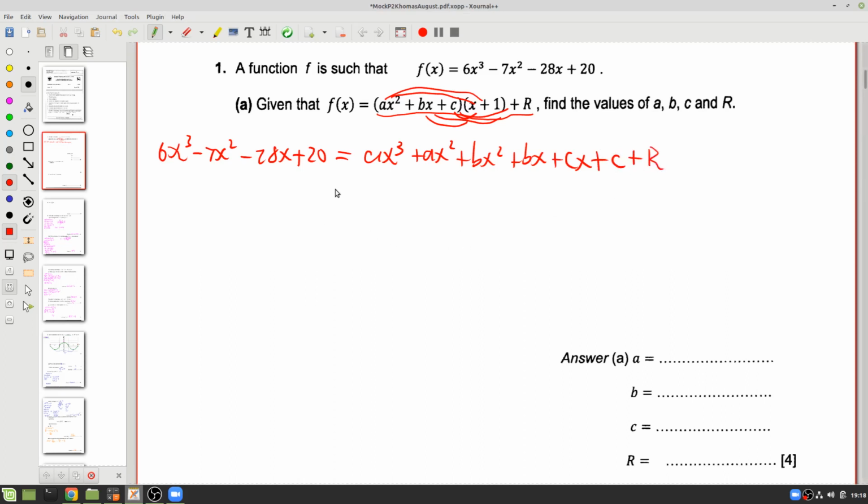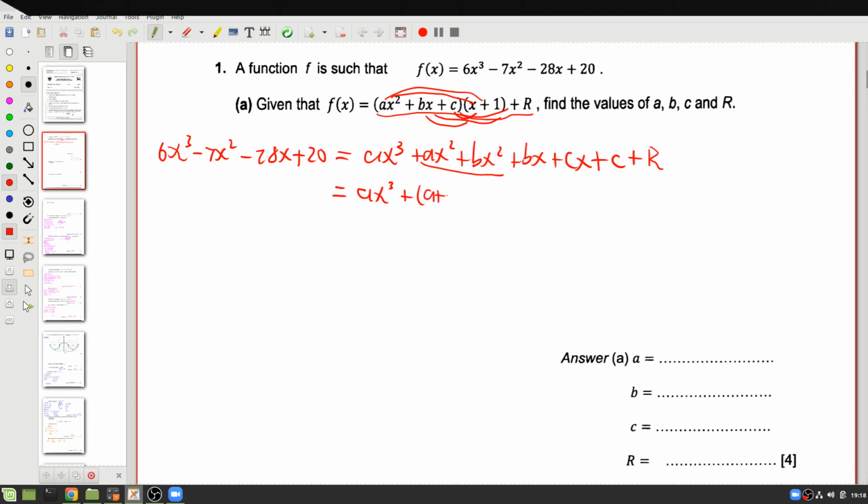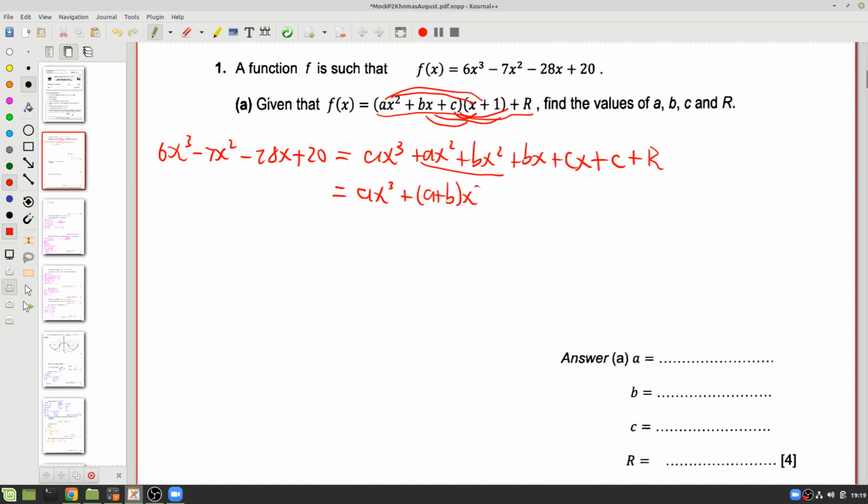Okay, so let's combine our like terms. All the x cubes, the only x cubed term we have is the ax cubed. Then we've got these two for x squared. So we can take out an x squared and we have left the a plus b. So a plus b x squared. And then we can do the same for the x's. So we can say that is the same as b plus c x. And our constant term is just c plus r.